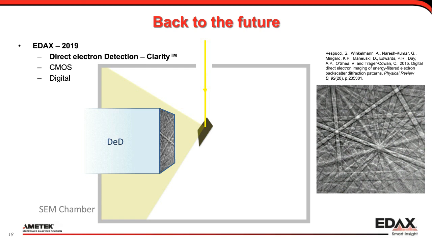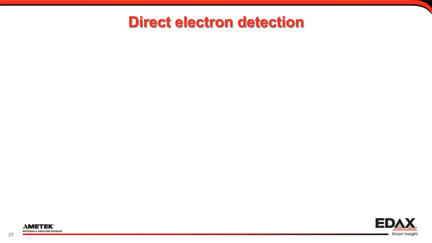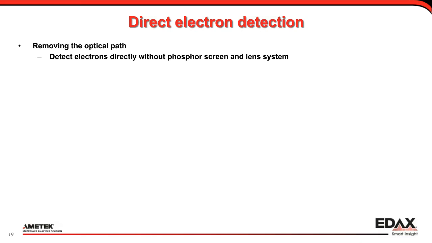But now we want to see if we can get it a little bit more general. So what do we mean by direct electron detection? Well, first of all, of course, it's removing the optical path. So finding a way to detect the electrons without using a phosphor screen or a lens system and getting the signal directly onto the chip.